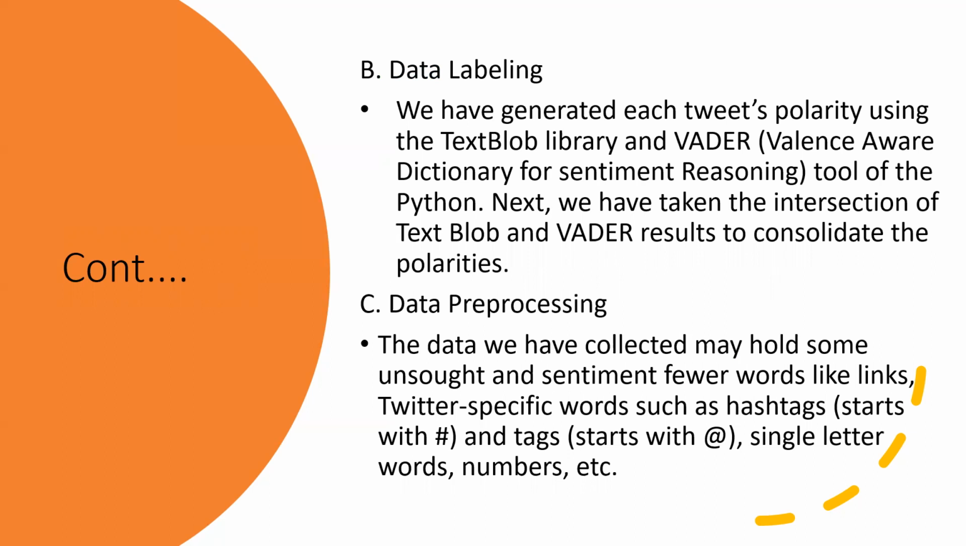Next, they have taken the intersection of text block and valid results to consolidate the polarities. Data preprocessing. The data we have collected may hold some unwanted and sentimental-free words like links, Twitter-specific words such as hashtags, which start with the hashtag symbol, and tags that start with the at sign, single letter words, numbers, etc. There is data pre-processing using some specific keywords, which we have said before.